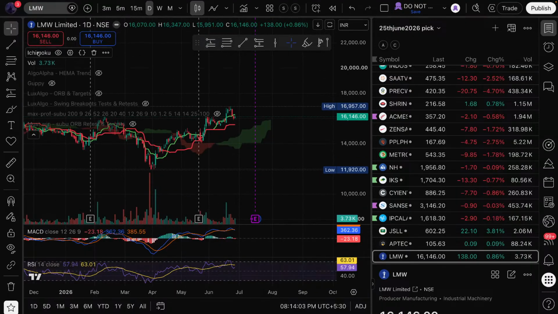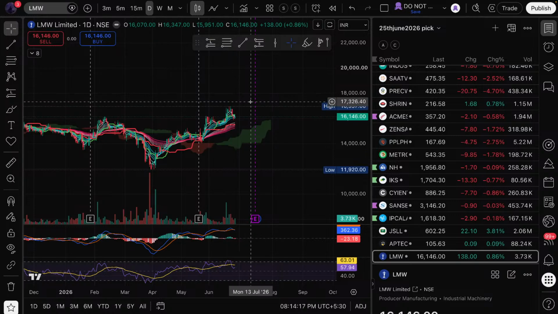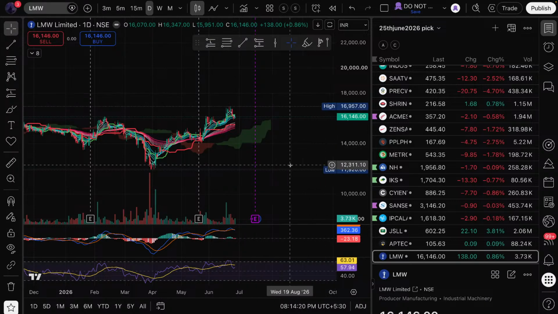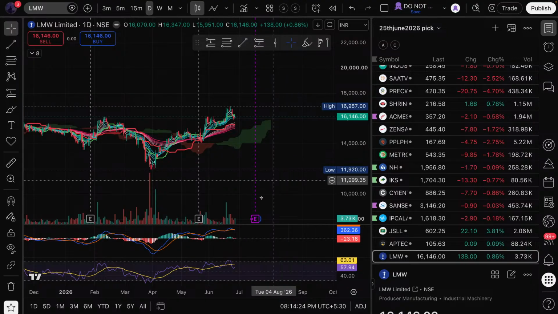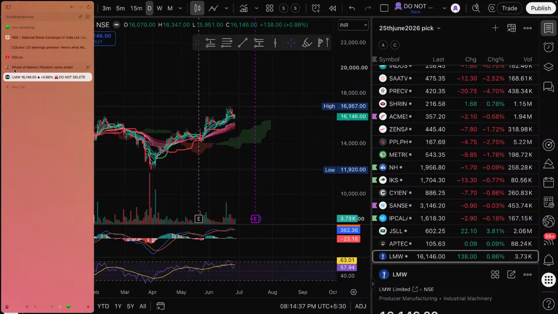If I go to Guppy, I want to see whether we have enough. Okay, it is converging. There is a gap which is good. I would see a higher high happening again, somewhere around 17,000 or so. But I'm gonna wait. I see that the MACD is very light. I'm gonna add this stock for a buy tomorrow.